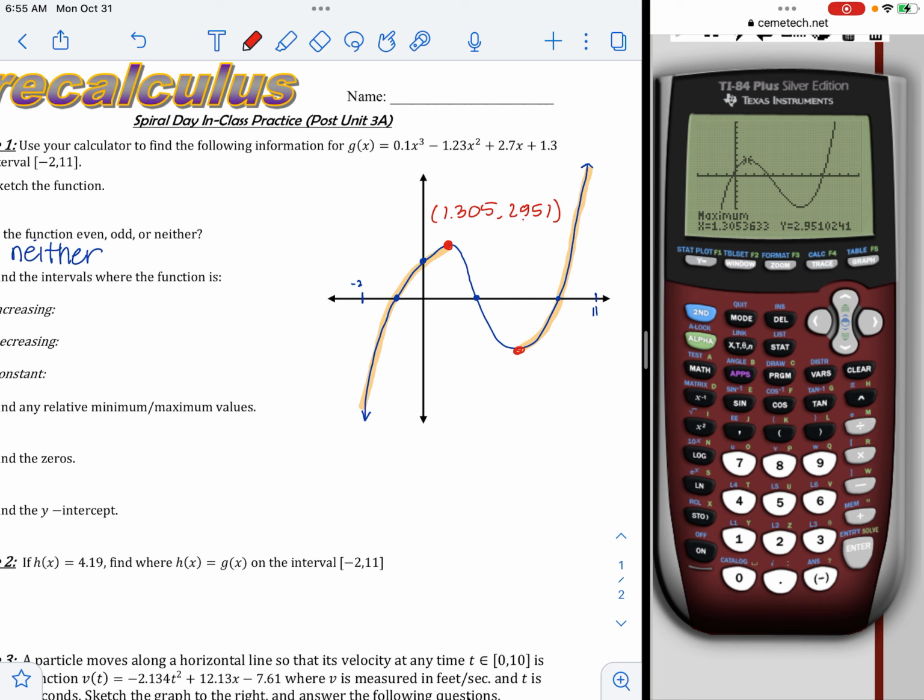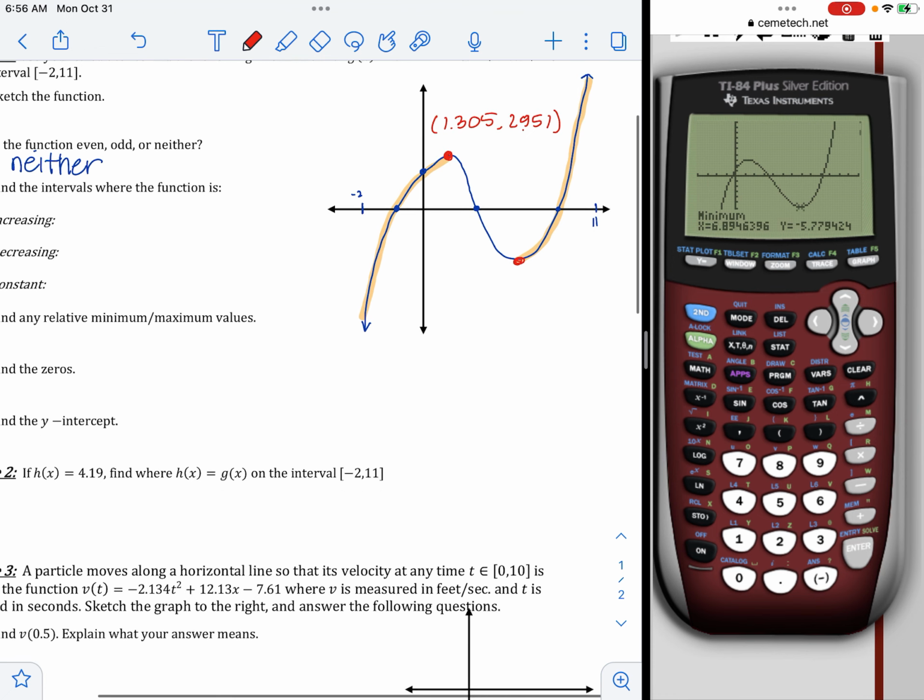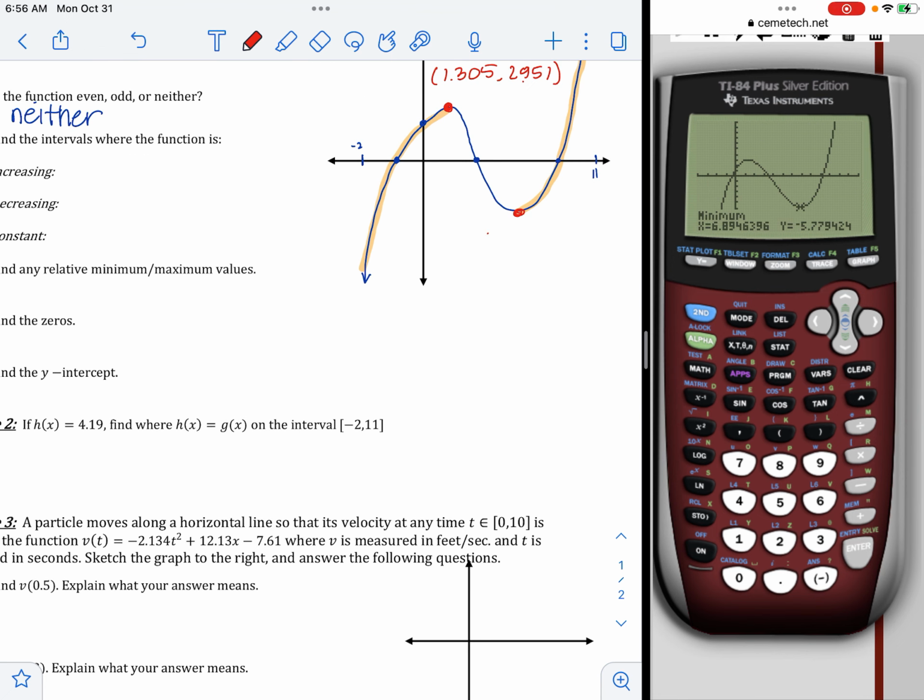Okay, so now let's go ahead and get that minimum over there. So I'm going to do second trace. Option number 3 is minimum. I'm going to toggle to the right. And remember, you can just hold down that button. A little pain, but it's fine. All right, so I'm to the left, and I want to go to the right of it. All right, I'm to the right. Hit enter one more time. It'll tell you this point is 6.895, comma, -5.779.